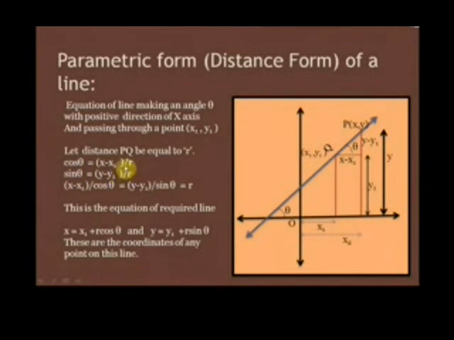So what we do is we equate these two expressions, that is, x minus x1 by cos theta is equal to y minus y1 by sin theta, and which is equal to r. Now this is the equation of the required line. That is, if we have been given the slope of this line, that is, the angle theta has been given, and we know a fixed point through which this line passes, so we can write the equation of this line in a parametric form as x minus x1 by cos theta is equal to y minus y1 by sin theta, and which is equal to r.